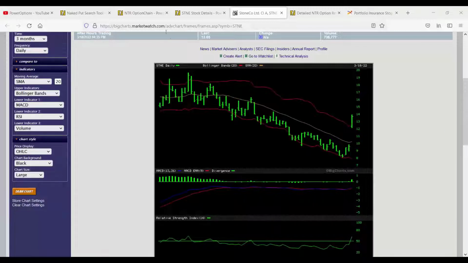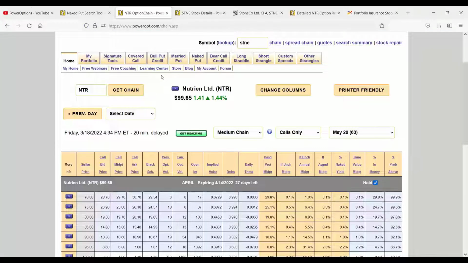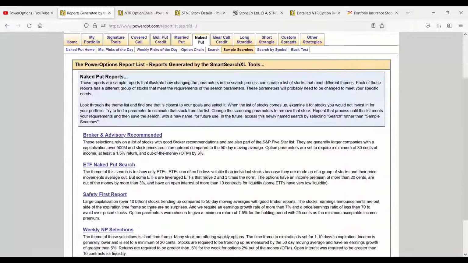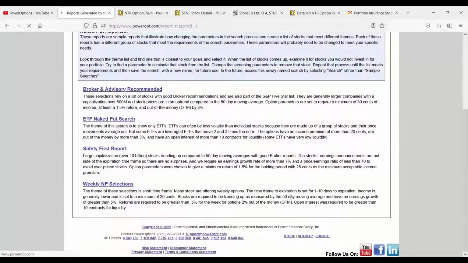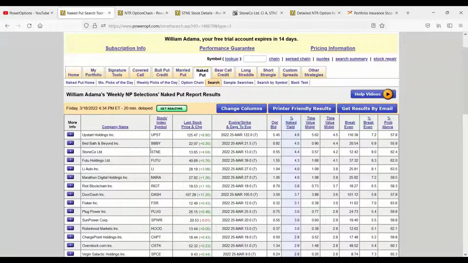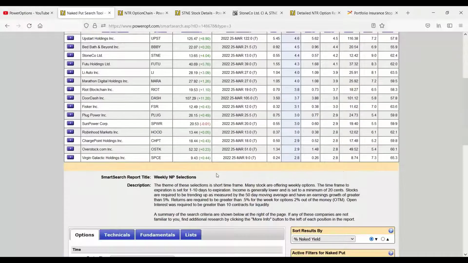So let's go ahead now. And let's go back here. I'd usually prefer to use the picks of the day, but you're in the sample searches. These might be a little bit different, but not by too much. There she is, STNE, up $4.04, or as you mentioned, 42% today.